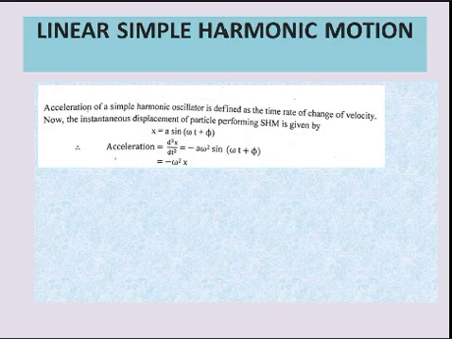We determined velocity. In the same manner, acceleration can also be determined. Acceleration of a simple harmonic motion is defined as the time rate of change of velocity. We already have x is equal to a sine omega t plus phi. Double differentiation of this equation gives minus omega square x. Very important, acceleration is given by minus omega square x. They can give you the values of omega and x and ask you to find the acceleration. So remember this mathematical statement from numerical point of view.